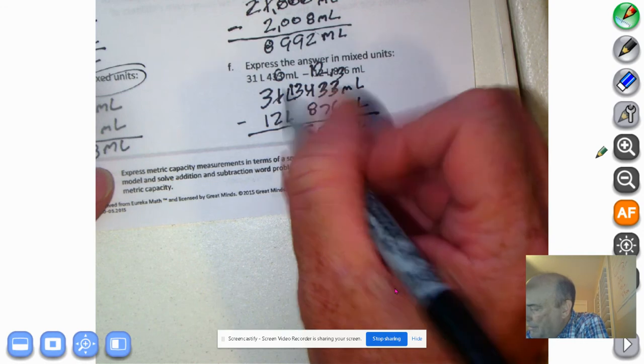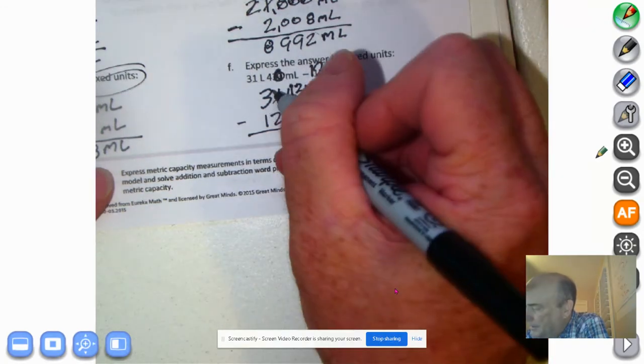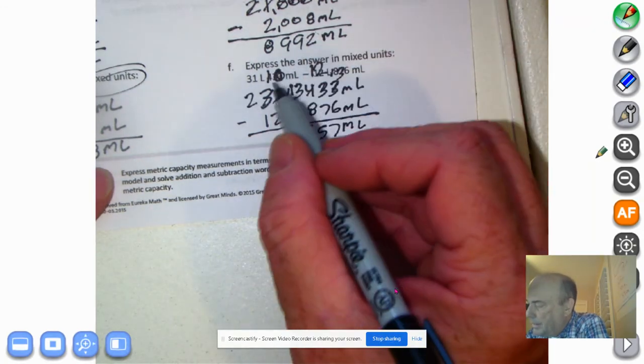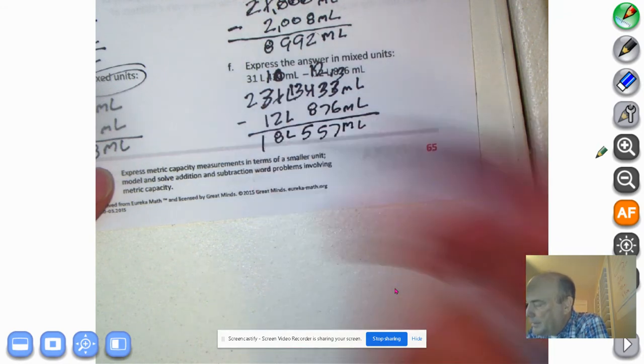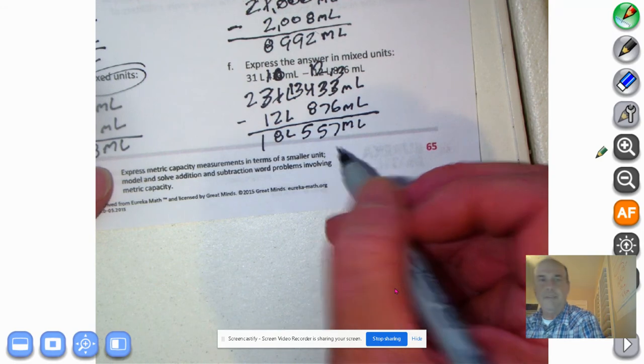Cannot subtract 2 from 0 thousandths. Bring away 10,000, put it over there. That's 10 thousandths minus 2 thousandths is 8. And 2 minus 1 is 1. So our answer is 18 liters, 557 milliliters.